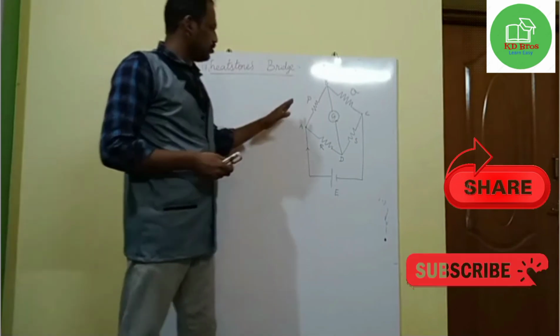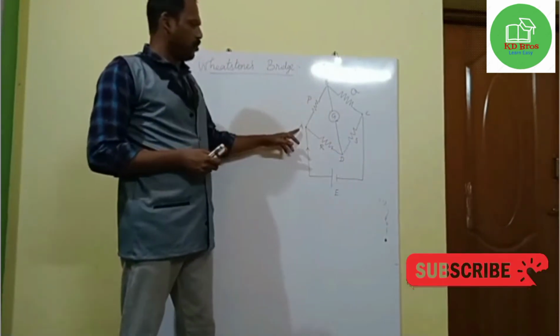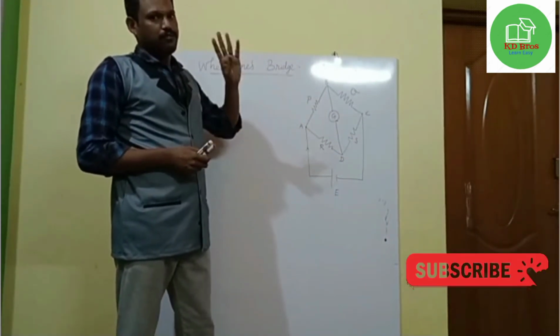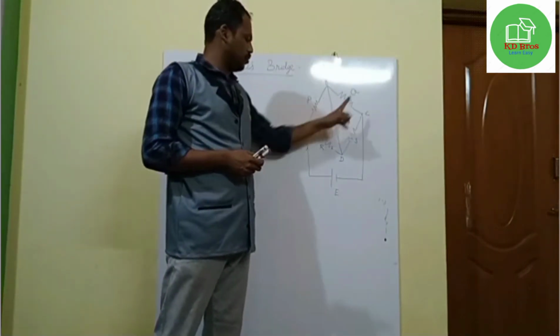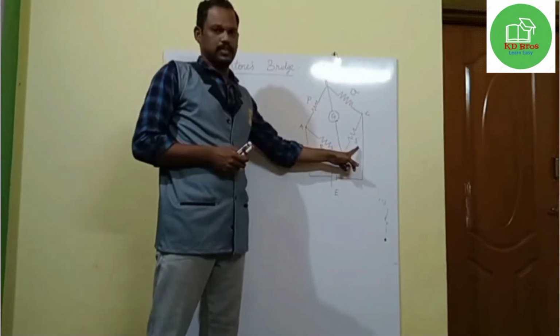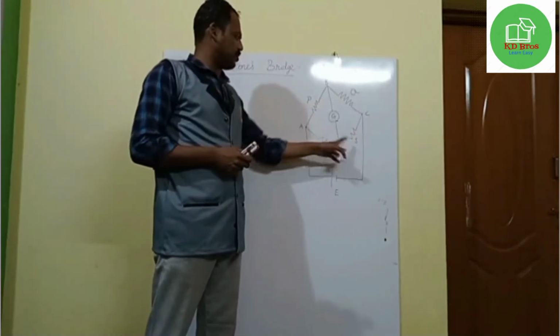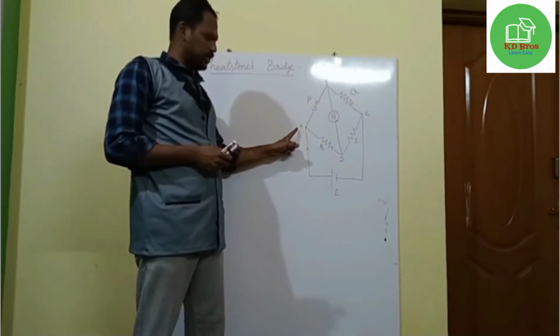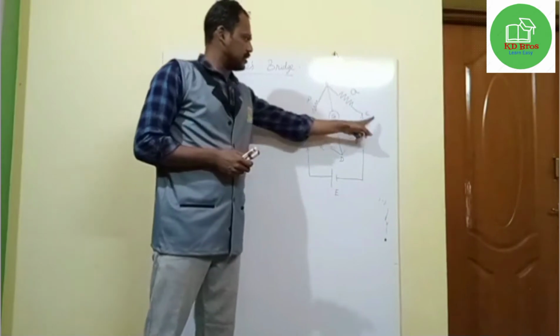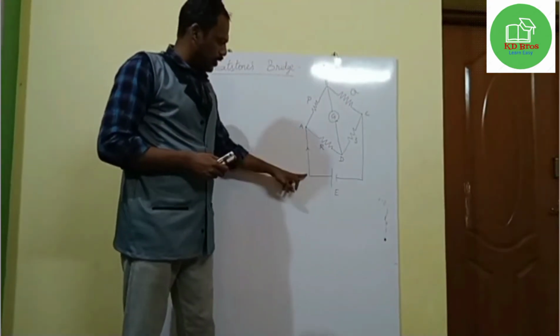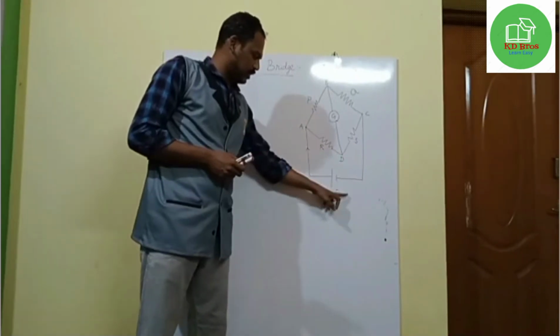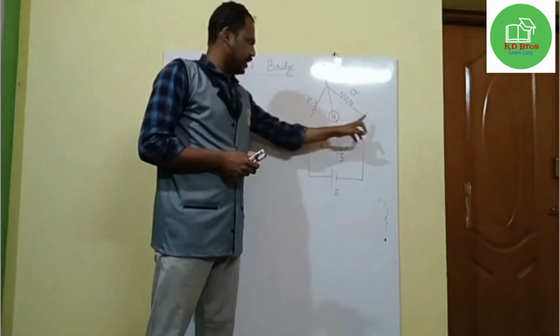To verify that, we have to consider four resistors: one is P, another is Q, and then R and S. These four resistors are connected across the points A, B, C and D. Now, there is a potential E between A and C.